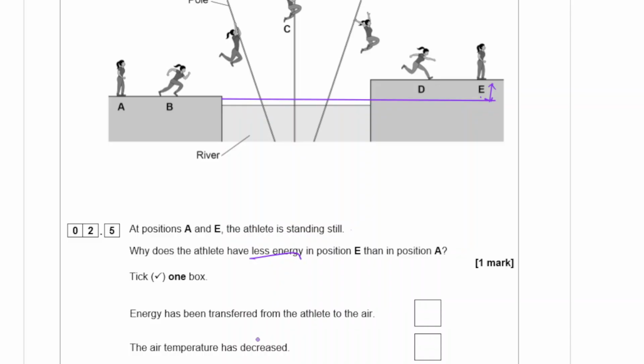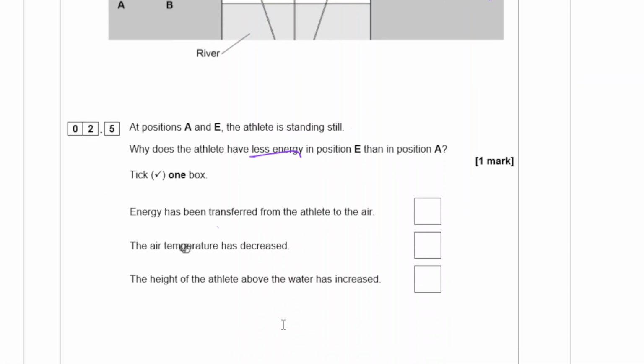But they're saying the athlete has less energy. Why would that be? Because energy has been transferred from the athlete to the air, which would have happened because the athlete, while they were running and doing this entire activity, could have got warm, which eventually cools down. So the energy inside the body has transferred as thermal energy into the air, right? The air temperature has decreased. Now the height of the athlete above the water has increased. That would actually increase the energy, not decrease it.